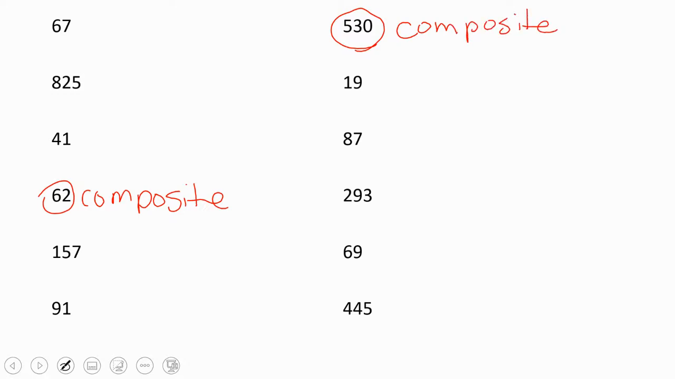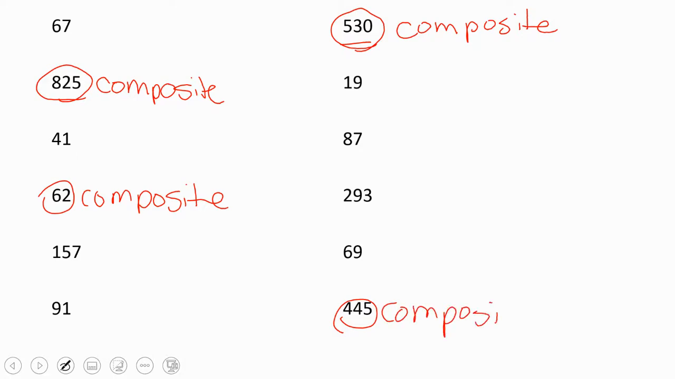2 is the easiest one to check. After 2, I think the easiest one to check is 10, which we already used. And then I think the next easiest one after that is 5. So if the number ends in 5, it's divisible by 5, meaning 5 is a factor. You could divide that number by 5. So those are composite because they end in 5. So the first things I would check are 2 and 5. After that, you want to check your 3 and your 9 because you do the same thing.